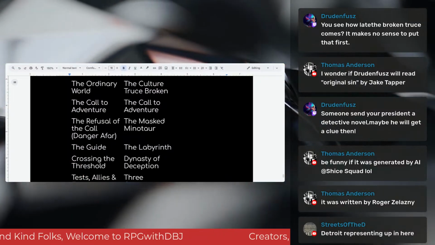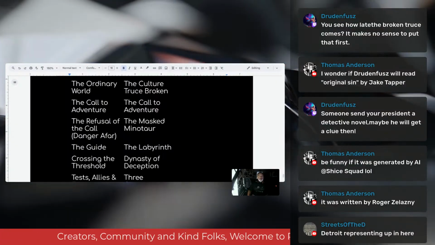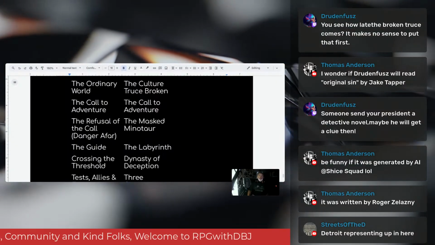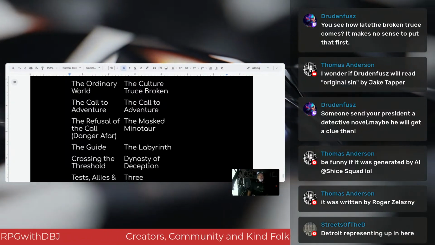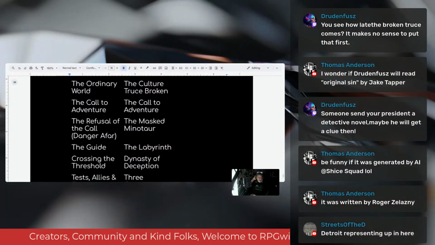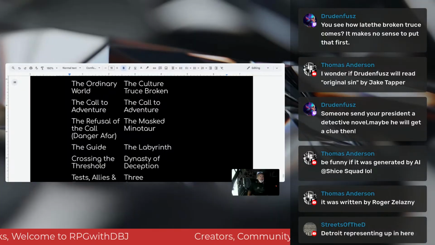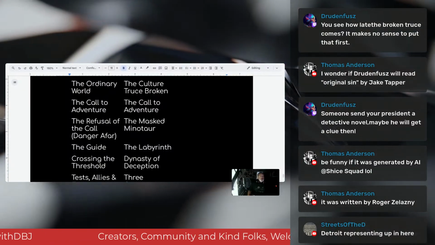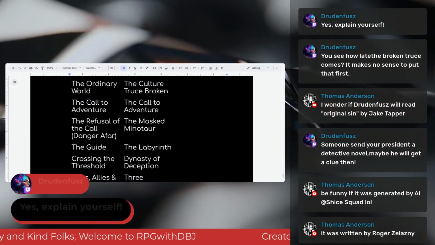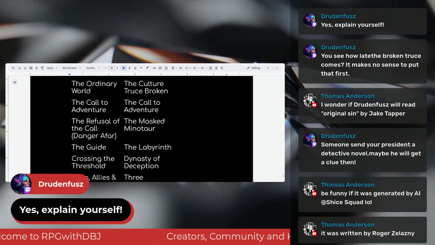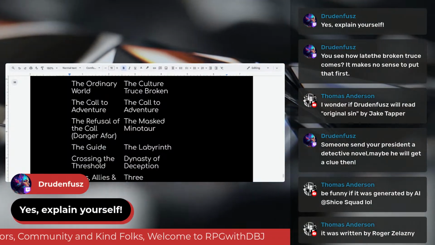You see how late the broken truce comes, it makes no sense to put it first. Well, let me explain myself. So Drew mentions, I wrote something down. There it is. Okay. With the journey and the labyrinth up at the very top, we have the ordinary world, and next to it we have the culture truce broken. And the reason why, Drew's like, explain yourself, damn it. By the way, I'm inferring that that's what you mean, so I'm going to speak in your voice.